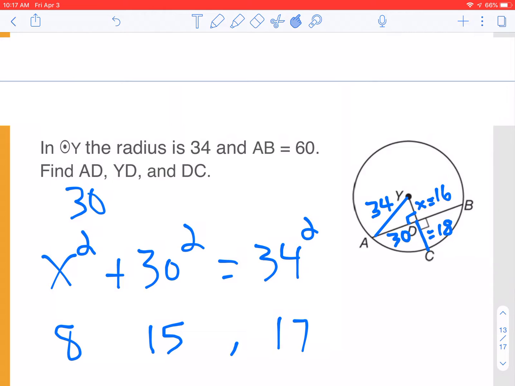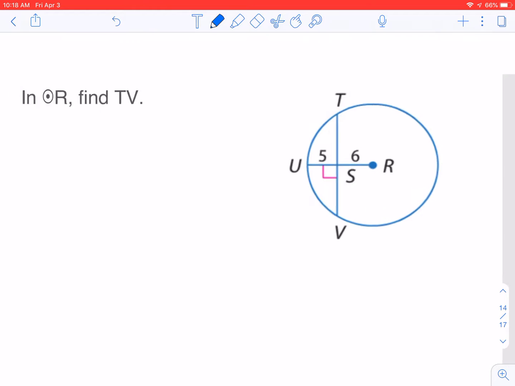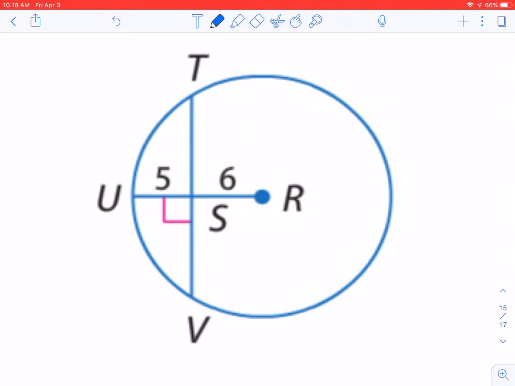All right, feel free to rewind and go through that again if I'm going too fast. All right, next slide here. I think I have 2 more slides. In circle R, find TV. Okay, so here's how we find TV. We're trying to find this line right there. We're trying to find TV. All right, once again, I'm going to zoom in just to make it easier to draw. Okay, I can look at this line here, my radius, and I can see it's 5 and 6. 5 plus 6 is 11.